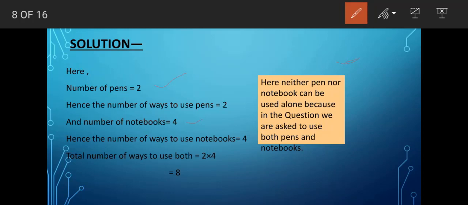Here neither pen nor notebook can be used alone, because in the question we are asked to use both pens and notebooks. And is mentioned here. That is why again we have to follow the concept of fundamental principle of multiplication. So what do we get here? Hence the number of ways to use notebooks is equal to 4 here. Total number of ways to use both will be 2 into 4, that is equal to 8. This into stands for fundamental principle of multiplication.